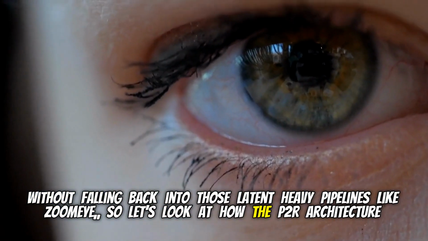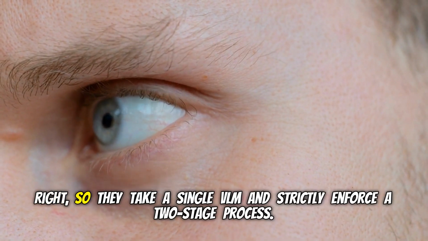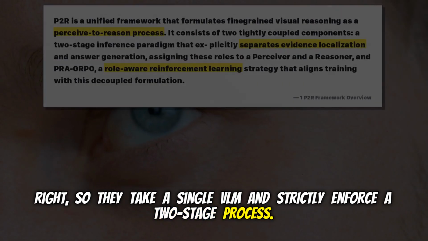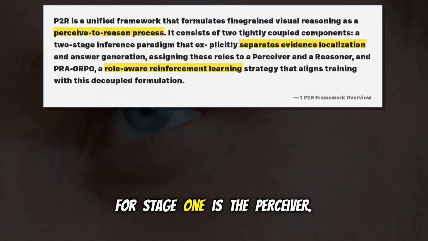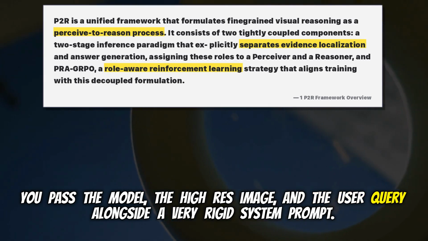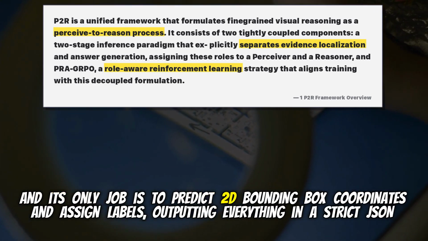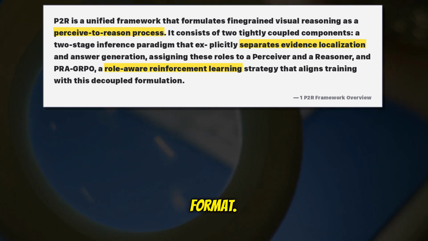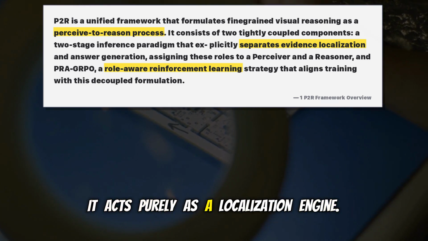So let's look at how the P2R architecture physically structures this at inference time. Right, so they take a single VLM and strictly enforce a two-stage process. They split the forward passes into two distinct functional roles. Stage 1 is the perceiver. Exactly. You pass the model the high-res image and the user query alongside a very rigid system prompt. And its only job is to predict 2D bounding box coordinates and assign labels, outputting everything in a strict JSON format. Right. It does not attempt to answer the user's question at all. It acts purely as a localization engine.